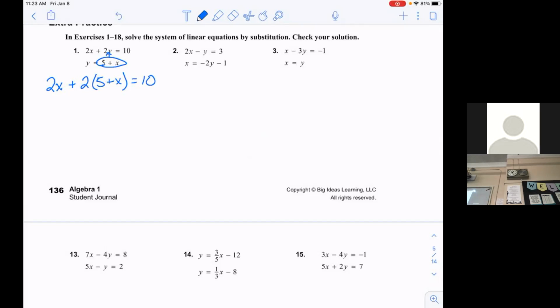How did that help me? How did that help me move forward towards finding the solution? How many variables do I have now? We have one variable now. So now I can solve for that variable. So now your algebra skills have to take over and win the day. So what do we need to do first here?